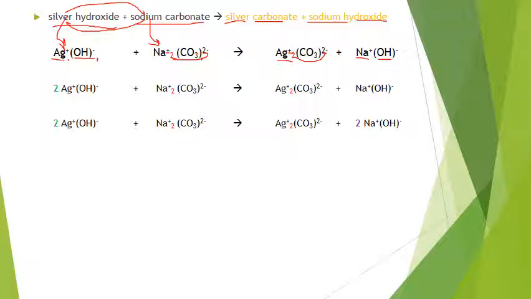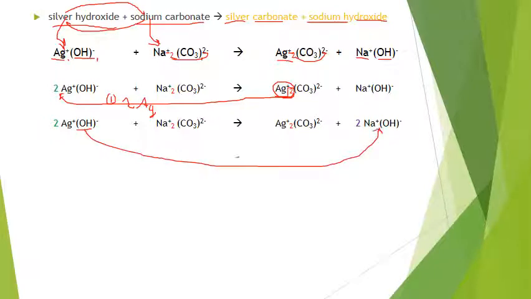First thing I'm going to do, and it doesn't matter where you start, is start with the silvers. I have 2 silvers, so I put a 2 in front of the silver. Next, I need 2 OHs, because I have 2 OHs, so I put a 2 over here. Notice now I have 2 Nas, and that's okay. The third step you don't have to do, and you're balanced. Pretty straightforward.